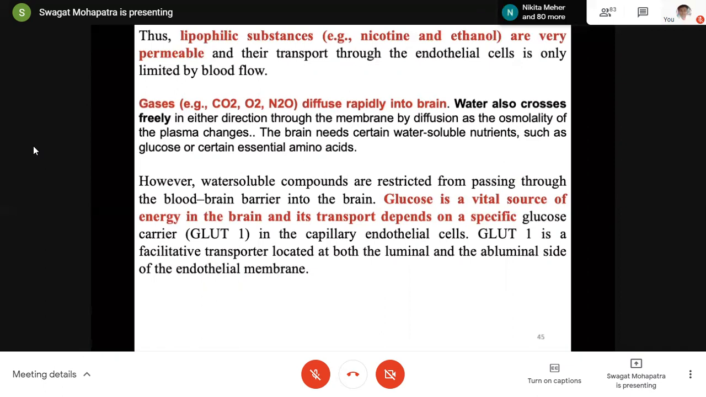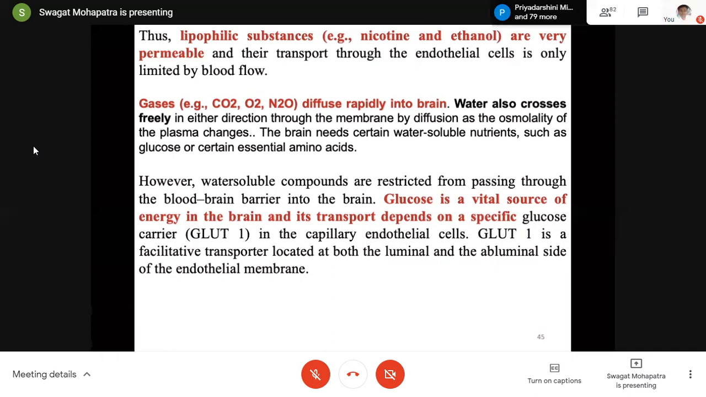However, water-soluble substances are restricted from passing through the blood-brain barrier into the brain. And glucose, which is a water-soluble substance and is a vital source of energy in the brain, its transport depends on a specific glucose carrier, that is GLUT1, in the capillary endothelial cells. And GLUT1 is a facilitative transporter located at both the luminal and the abluminal side of the endothelial membrane.